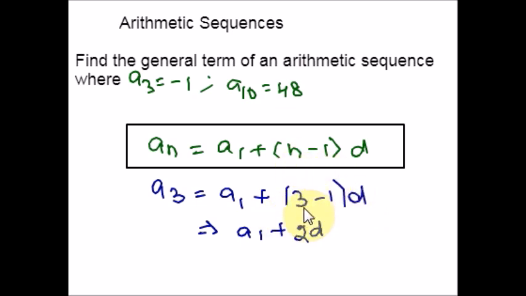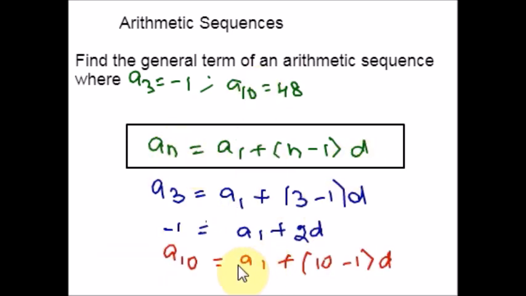By simplifying, we'll be getting 2D. We know the value for A3. A3 is -1, so just replace A3 by -1 on the left side of the equation. Now we have got one equation with A1 and D. In the same way, we are going to rewrite this formula for A10, and simplifying, we'll be getting one more equation. So replace n by 10 in this general formula.